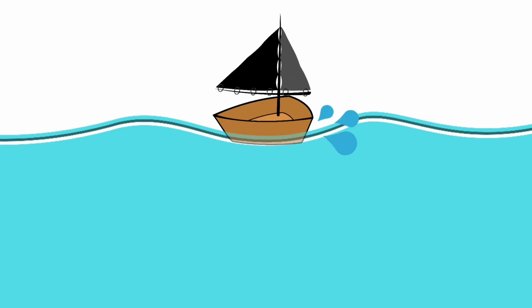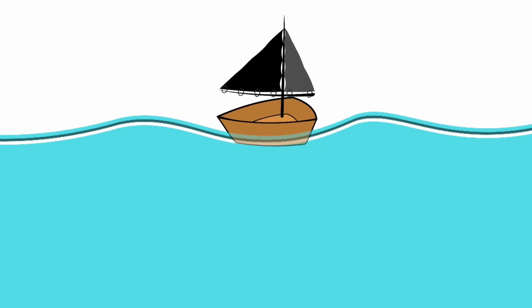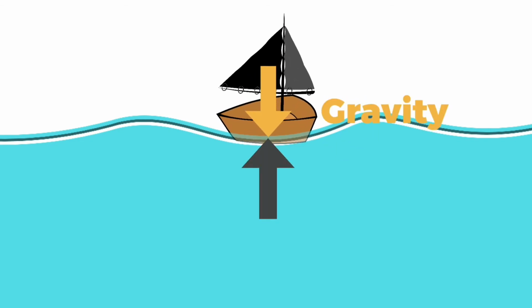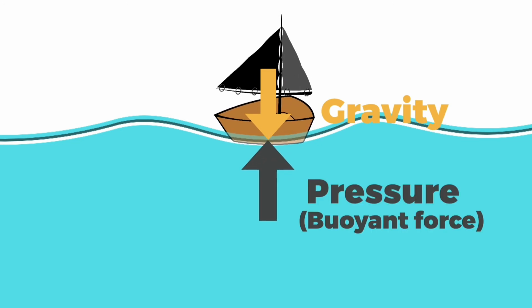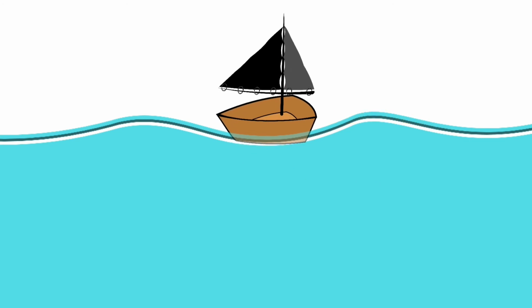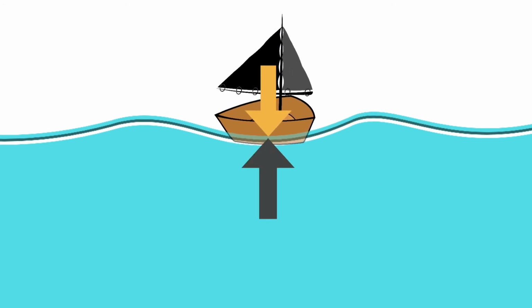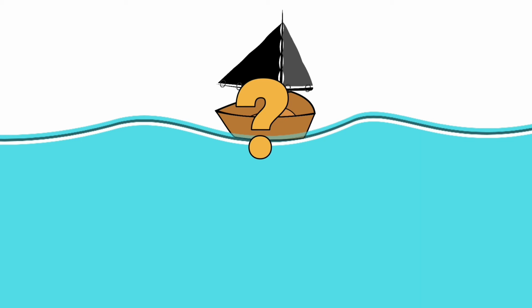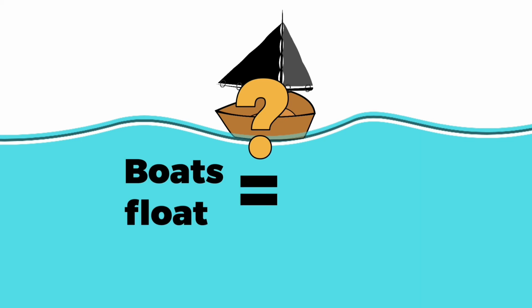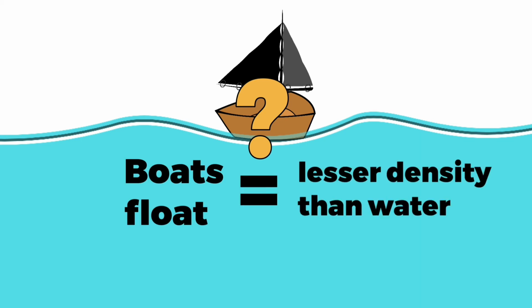So, when a boat enters the water, the downward gravity of the boat tries to act against the upward pressure exerted by the water. And when its gravity is lesser than the upward pressure, it floats. But what about density? What does it mean when we say that boats float in water because it has lesser density than that of water?